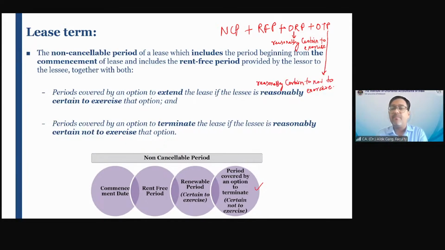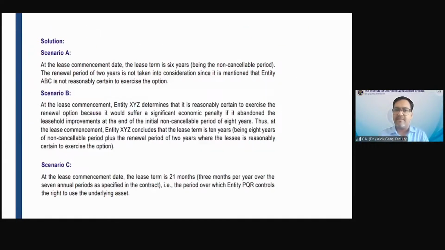So friends, lease term is equal to non-cancelable period plus rent-free period plus optional renewal period if lessee is reasonably certain that lessee will exercise the renewal period, plus optional termination period if lessee is reasonably certain not to exercise the termination period. Okay. Is that clear? Yes. Clear? Okay. Very good.